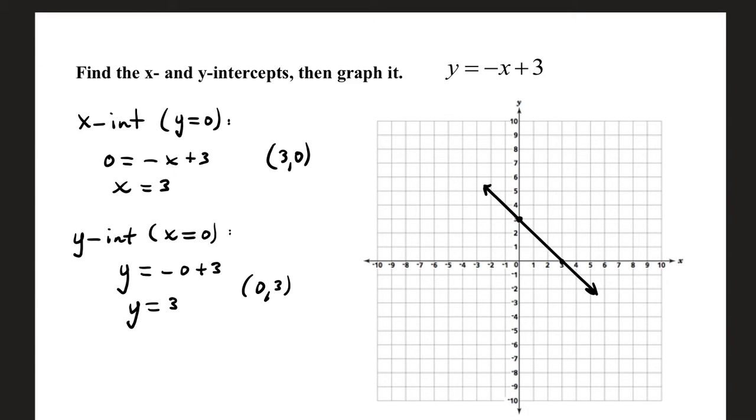Find the x and y intercepts and then graph your equation. Our first equation, y equals negative x plus 3. This happens to be in slope-intercept form. Slope of negative 1, y-intercept of 3.